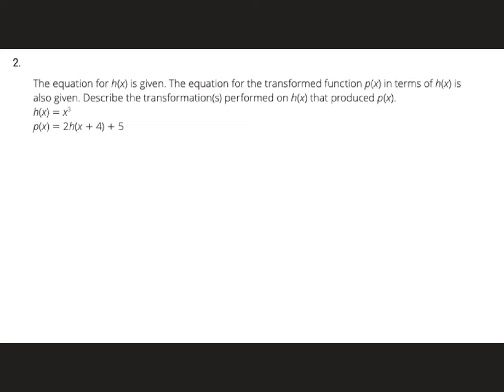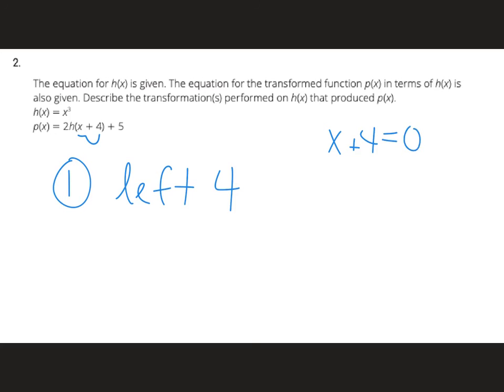Function for h is given. Write an equation for the transformed function in terms of h of x. Describe the transformations performed. All right. So I'm going to do two different views on this. One transformation is left 4. I know that because I have an x plus 4. And what makes x plus 4 equal to 0 is negative 4. So I go left 4.